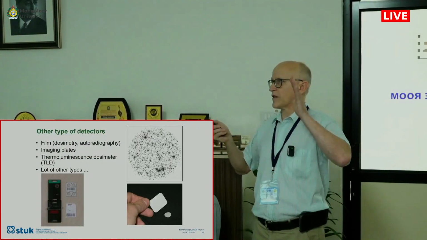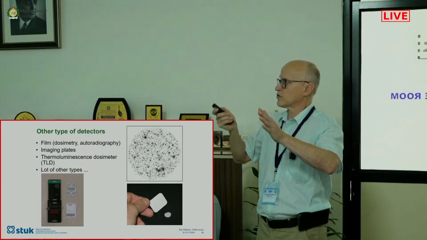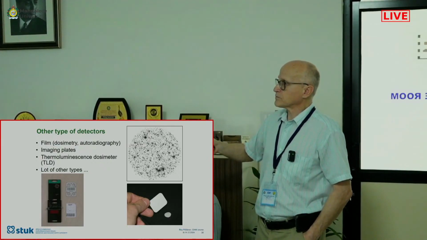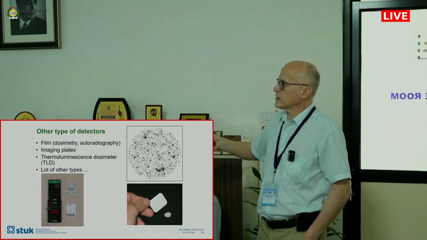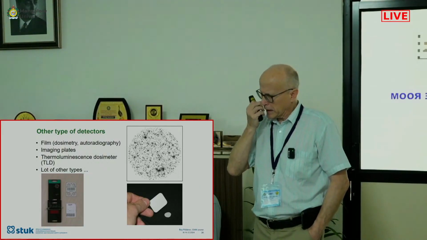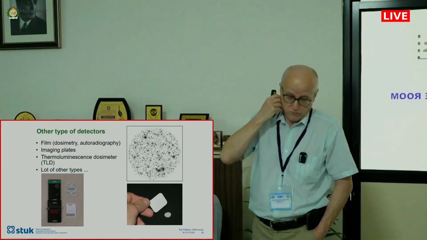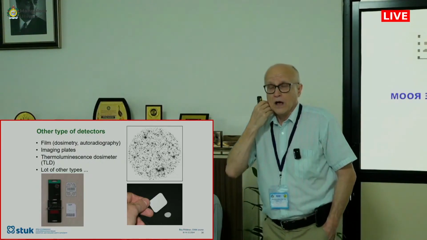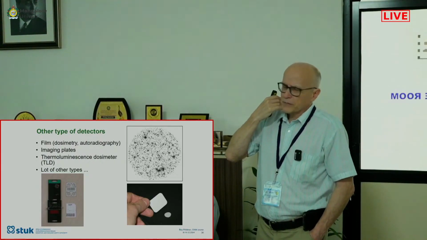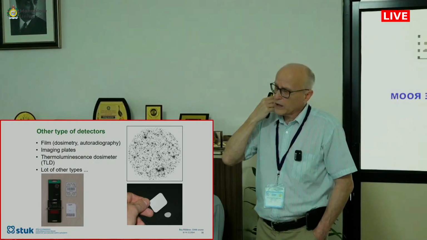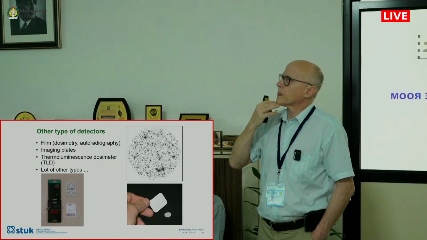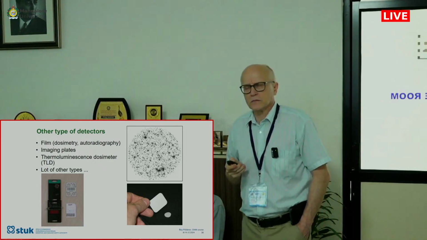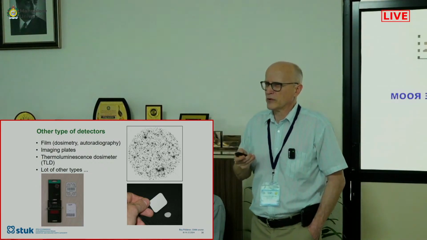All right, then there are a lot of different detectors. For example, films or imaging plates, they are very useful. In this case, I remember that it was almost 30 years ago when I did autoradiography. I got a sample from one of our nuclear reactors, and one of my colleagues wanted me to analyze that sample.